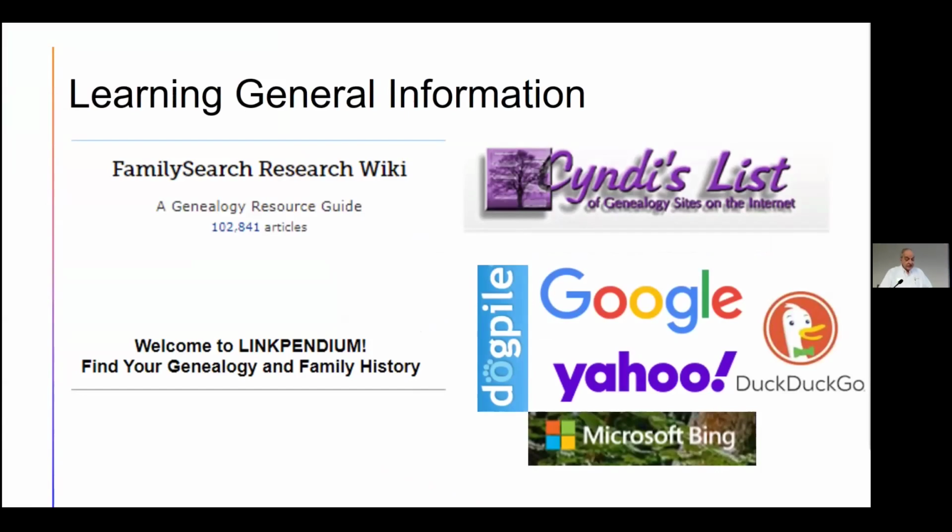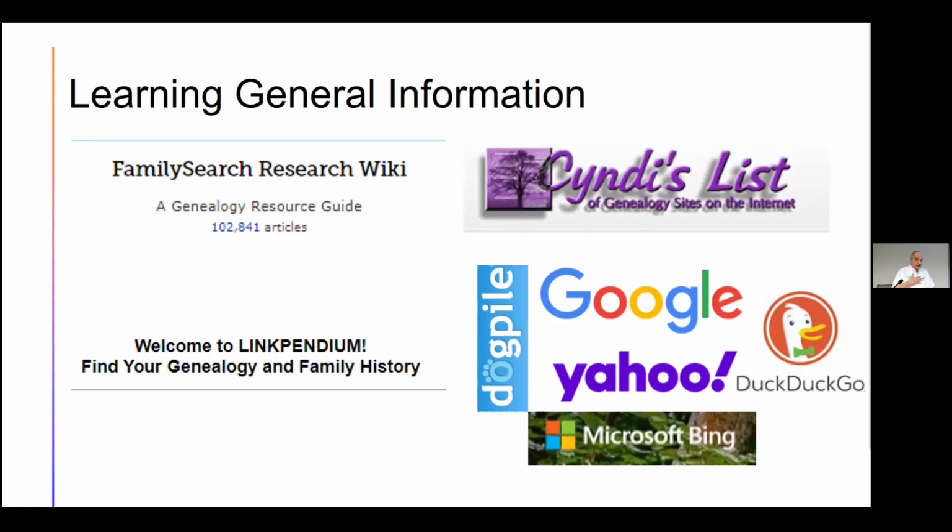The places to go for learning general information are the FamilySearch Wiki, Linkpendium is good, Cindy's List is good. And lumped all together are all the internet search engines. Everybody has their own way of bringing stuff up. Sometimes you'll find it on one and not in another. Sometimes you'll find it in Google, sometimes in Yahoo and not Google, because everybody has their own search engine. So go to all the different ones you can.